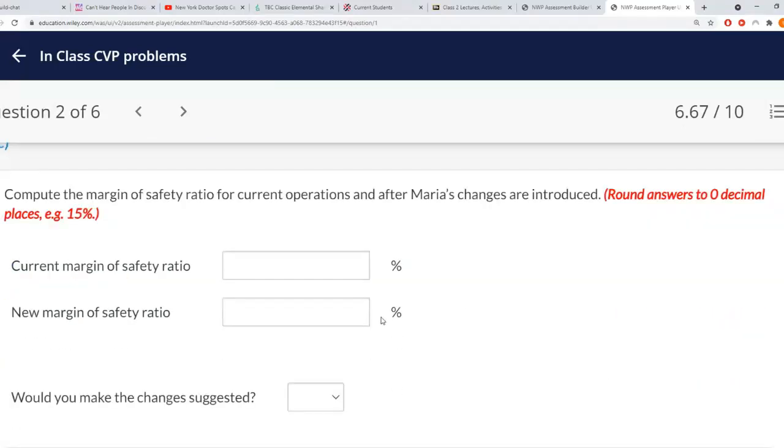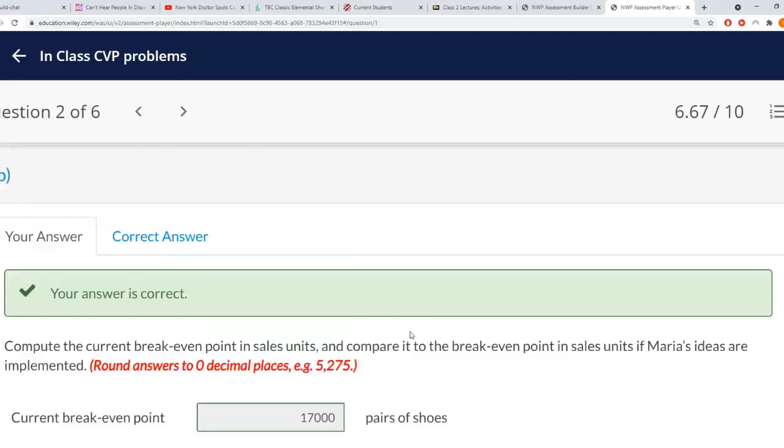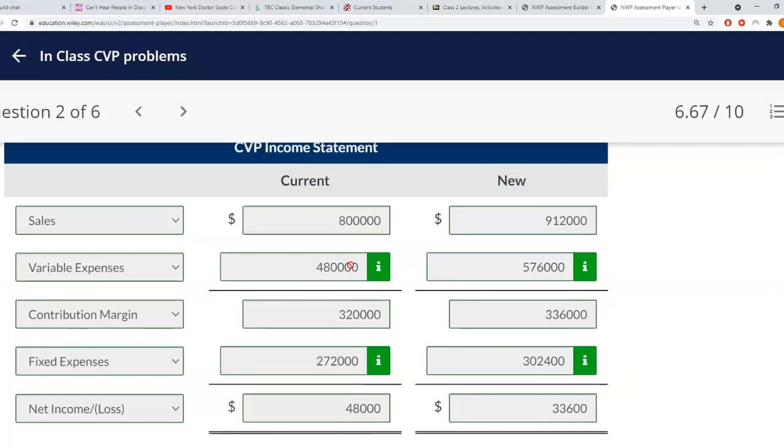All right, now what do they want to know? Compute the margin of safety ratio for current operation and after Maria's chains are introduced. Okay. So the margin of safety is the sales I'm actually doing. So what's the sales I'm actually doing now? Go back up to the income statement. I am actually doing right now 800,000 minus what I need to break even. Okay, but we don't have the break even in dollars. We need the break even in dollars. So we need the contribution margin ratio here. Or we could take the contribution margin per unit times the number of units.